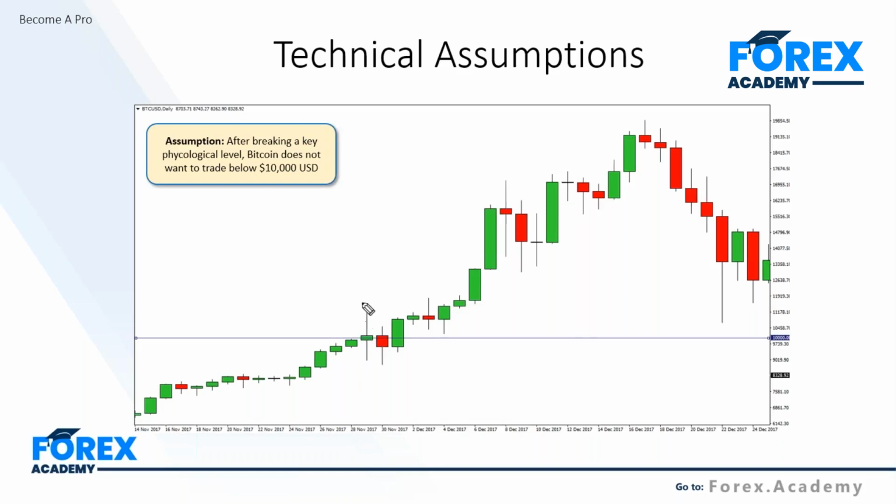So I've used this as an example. We have a few here. The assumption here is, after breaking a key psychological level, Bitcoin does not want to trade below $10,000. That's a simple assumption. But what do we do as technical traders? We trade what we see.